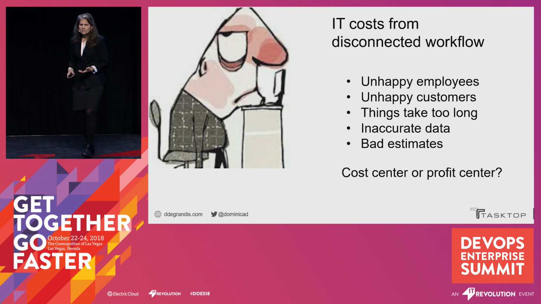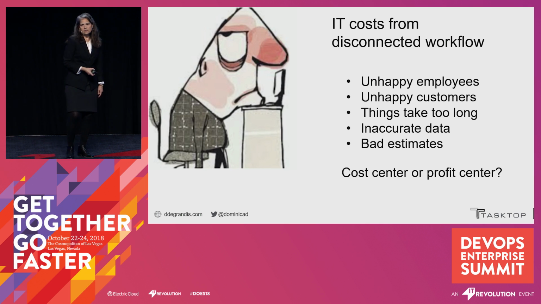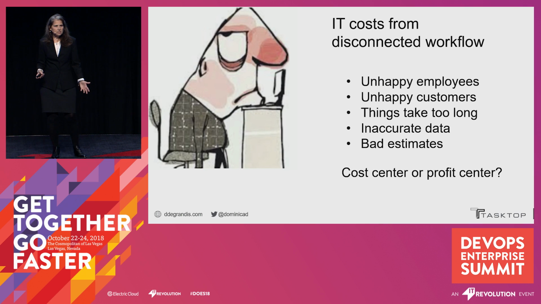So if we look at the cost from disconnected work in IT, if a VP calls you into an office and chews you out because you reported red on a red, yellow, green report, like you told the truth, then how long are you going to hang out there? Probably not. People are going to leave. Like, I left. And then customers are unhappy because things take too long. And the data's inaccurate from the timesheets because people don't understand why they need to do it. And everybody knew the numbers were wrong. So the estimates are bad.